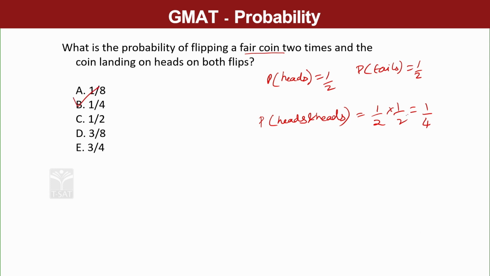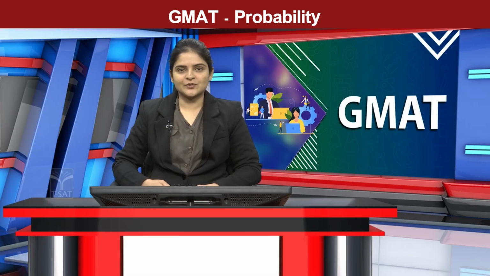Here, because it's an AND we multiply; if it were an OR we would add. So the probability of it landing on heads twice is 1 by 2 into 1 by 2. The probability of the first flip landing on heads is half, and then the probability of the second flip is again half. So it's half into half, it's 1 by 4. Let's move forward to the next question.